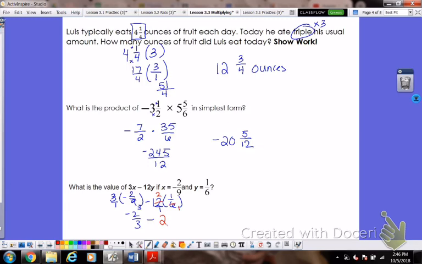And we will work with adding and subtracting with unlike denominators in the next couple lessons. Just note the final answer is negative 2 and 2/3. All right, there is lesson 3.